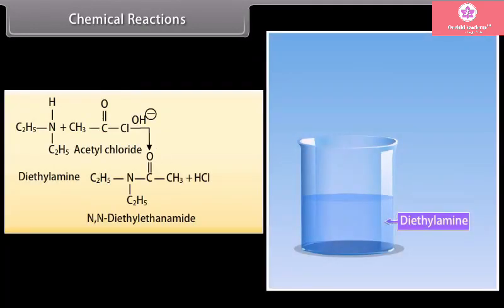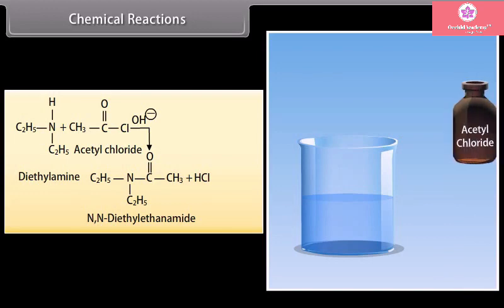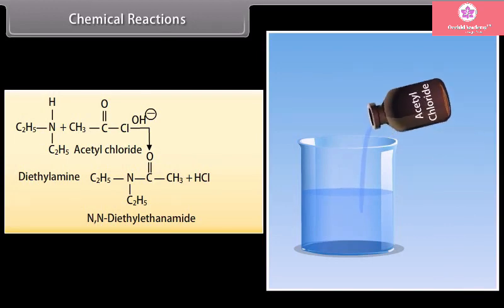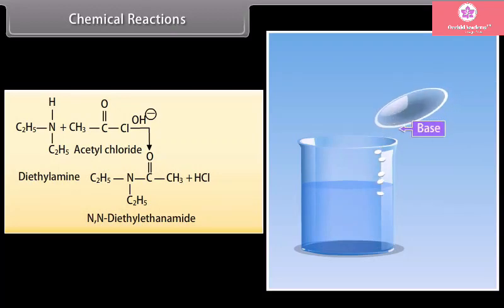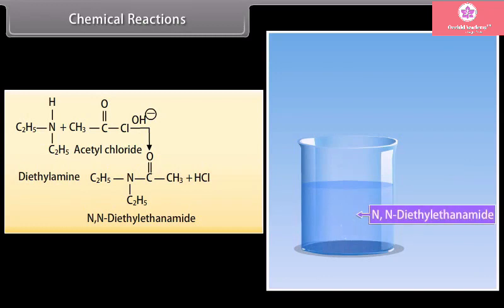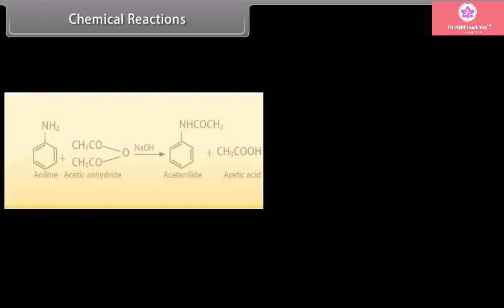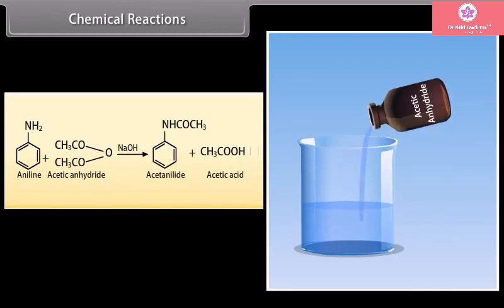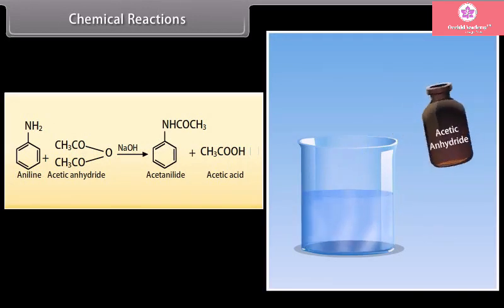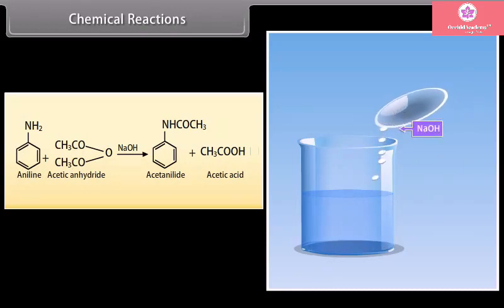Acetyl chloride reacts with diethylamine in the presence of base and forms N,N-diethylethanamide and hydrochloric acid. Acetic anhydride reacts with aniline in the presence of sodium hydroxide and forms acetanilide and acetic acid.